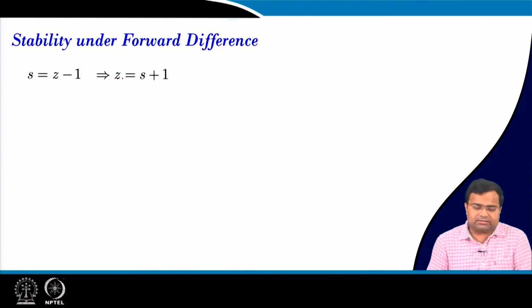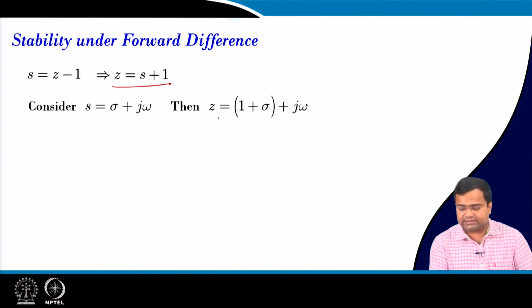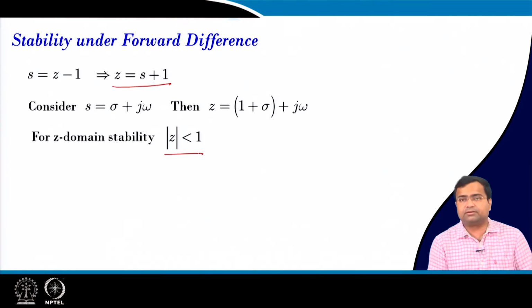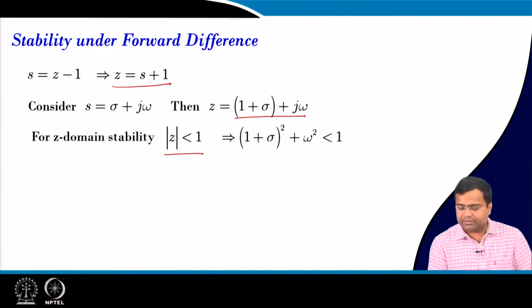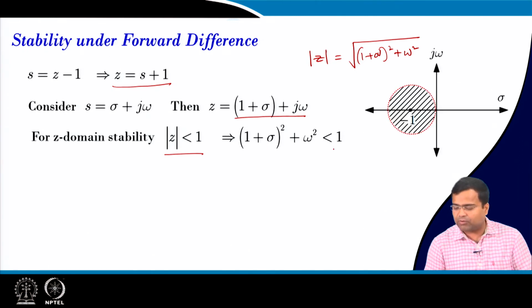The forward difference, we know that z equals s plus 1. Now, if we replace s equal to sigma plus j omega, then we will get z equal to 1 plus sigma plus j omega, and we need to ensure that mod of z should be smaller than 1. If you take the mod of this function, it will be the square root of (1 plus sigma) whole square plus omega square, and the mod less than 1 means, if you take the square, it should be smaller than 1.